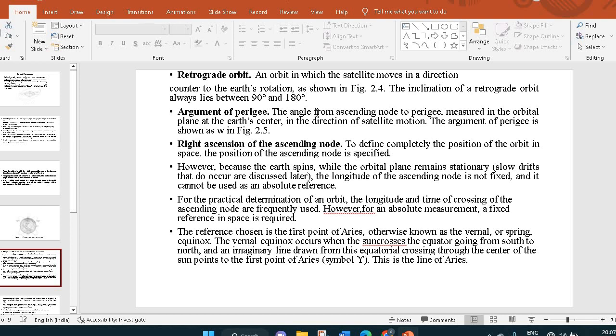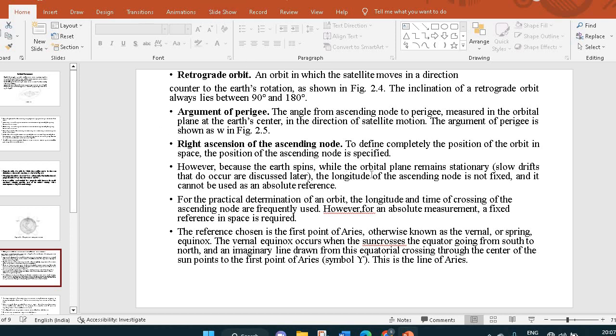Argument of perigee, the angle from ascending node to perigee, measured in the orbital plane at the Earth's center, which is shown in figure 2.5, in the direction of satellite motion. Right ascension of the ascending node: to define completely the position of the orbit in space, the position of the ascending node is specified.